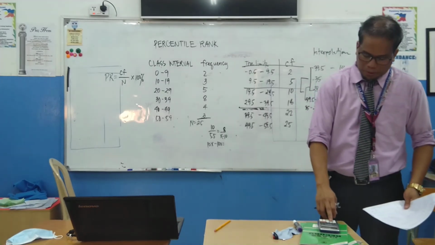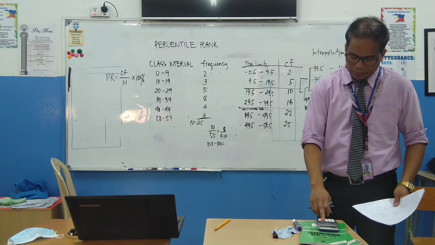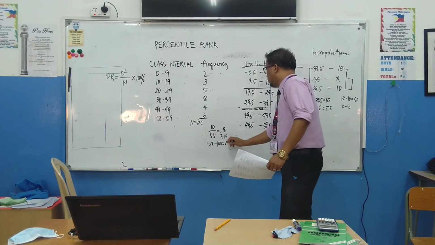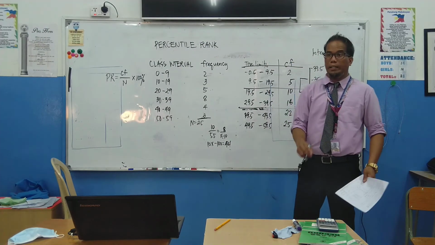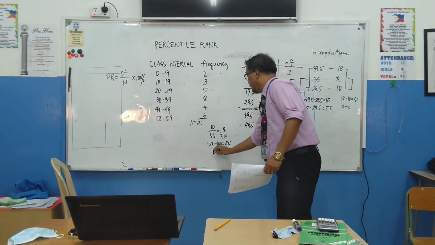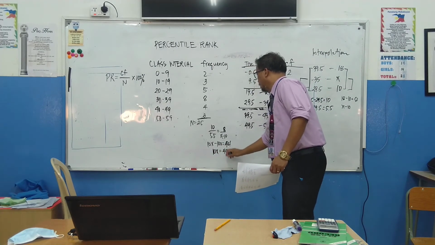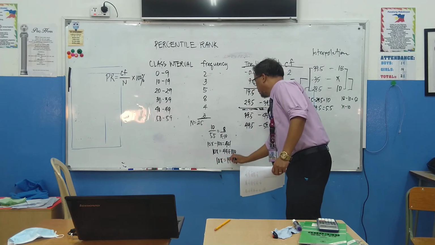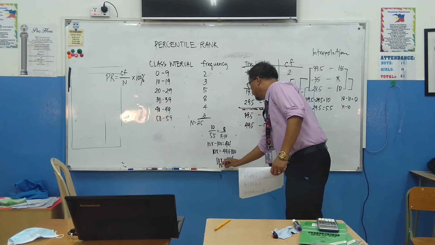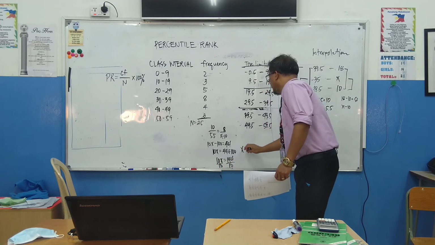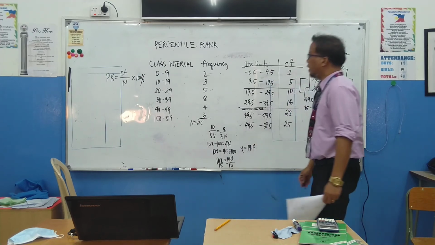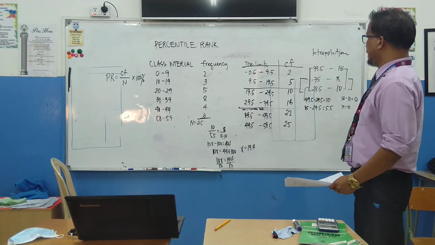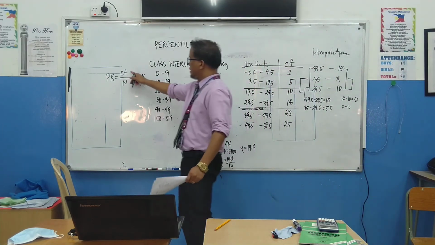8 times 5.5 is equal to 44. Then transpose negative 100, so it becomes 10x equals 44 plus 100. So 10x equals 144. Then divide by 10, so x equals 14.4. So we have the value of x is 14.4. That is our cumulative frequency.